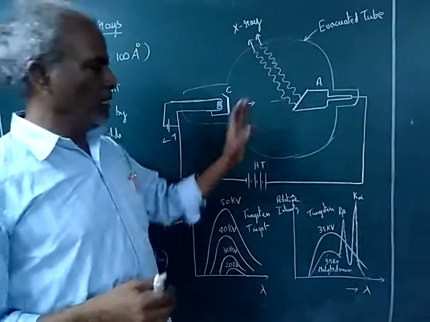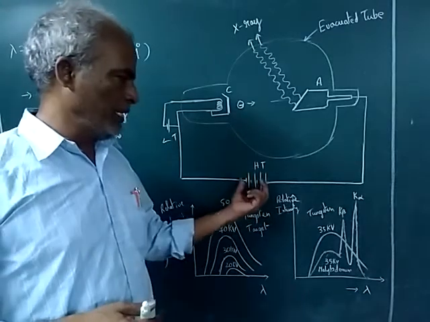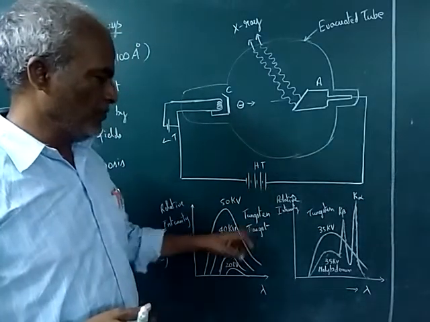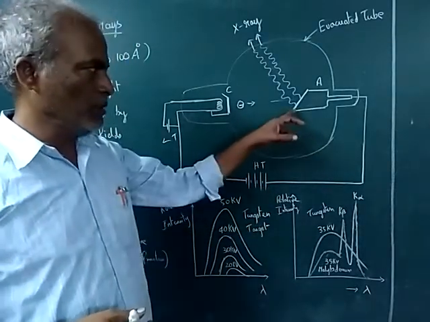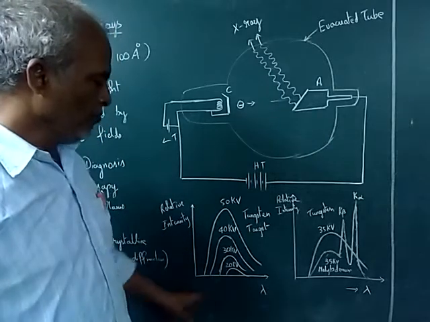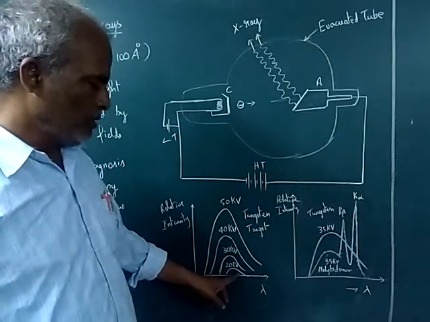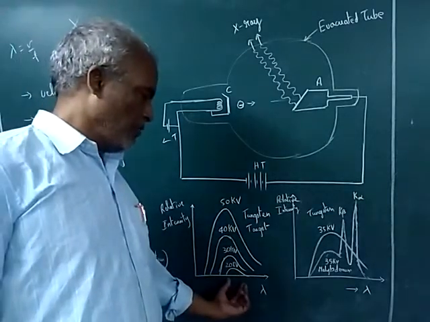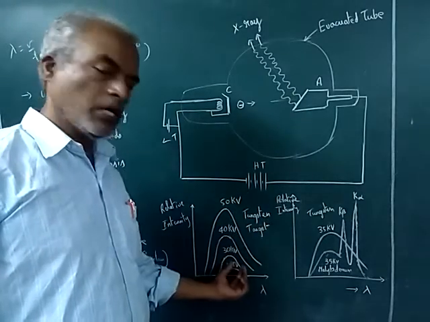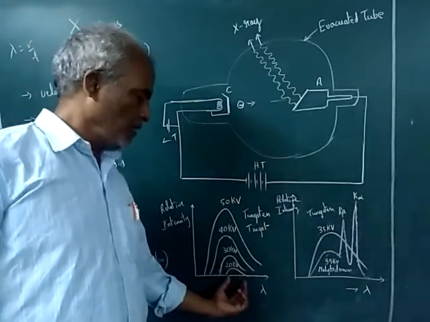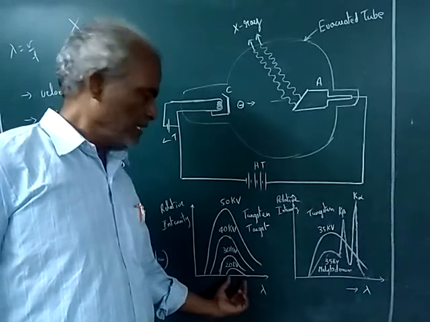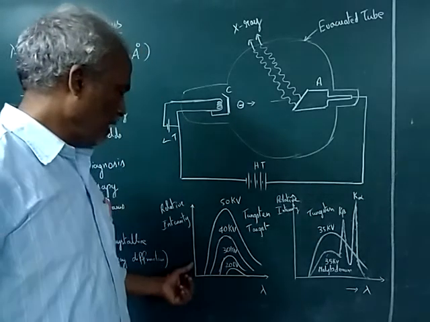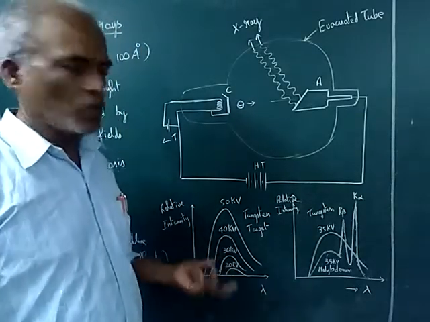Now we will see what happens to the voltage that we supply as high tension for the tungsten target. If you give 20 kilovolts, the range of wavelength covered is very small. Not only that, the relative intensity is also low.